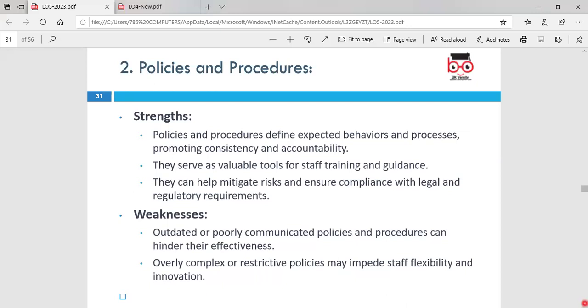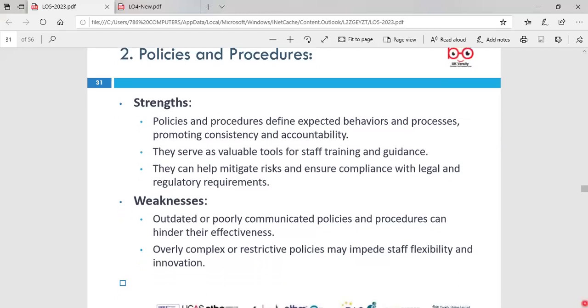Sometimes all the staff might not be aware of the policies that are out there. So that becomes a problem then, the implementation. And sometimes they're very complex or restrictive policies, and that then has an impact on the work that you are doing or the change that you want to bring about.